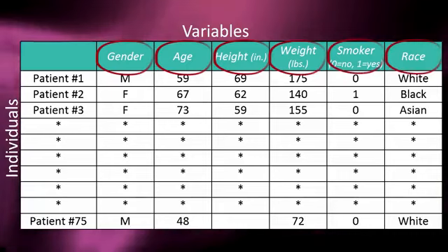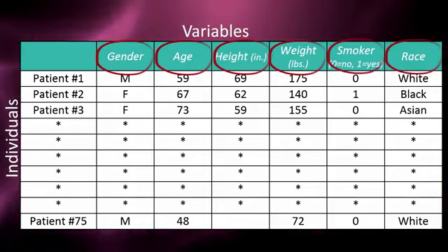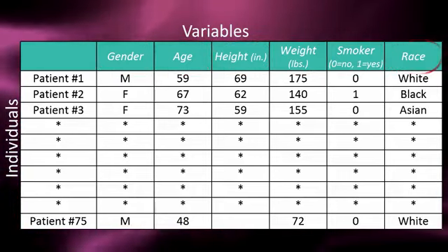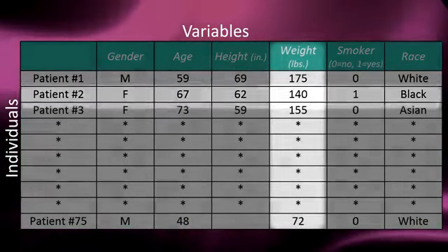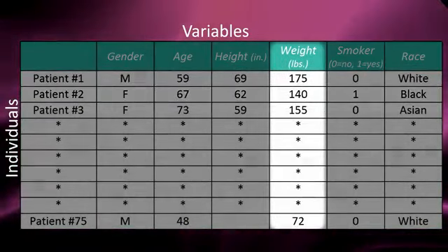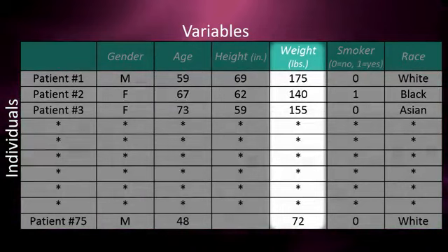Each row then gives us all the information about a particular observation, in this case a patient, and each column gives us information about a particular characteristic of all the patients.